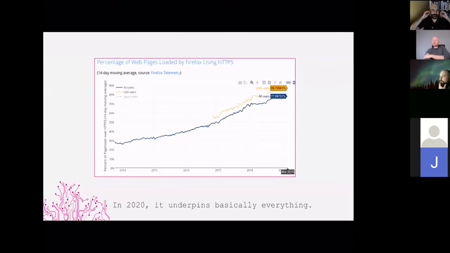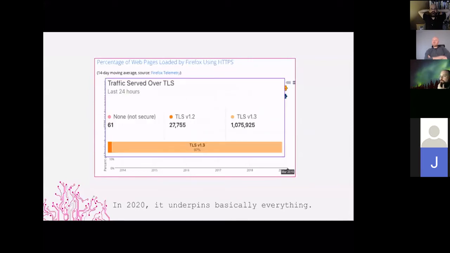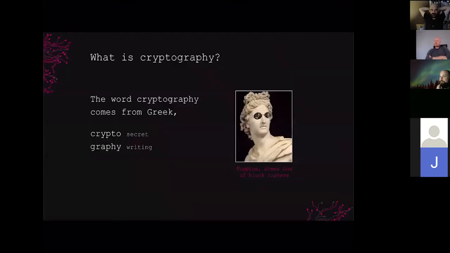But just to give you an idea of where we're at in 2020, the vast majority of web page loads over modern browsers are using HTTPS. I pulled some stats a few minutes ago from one of our endpoints in one of our production services just for the last 24 hours. And even within that encrypted traffic, the vast majority of it now is moving to really advanced TLS 1.3. So things are moving along really quickly. So cryptography, fundamentally, the name comes from secret writing.